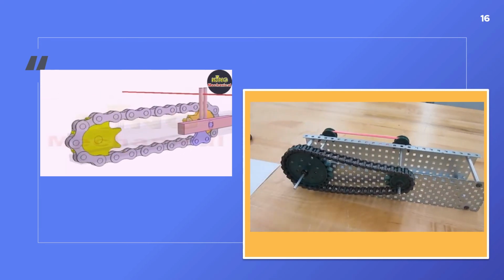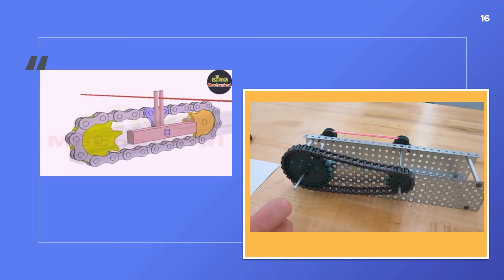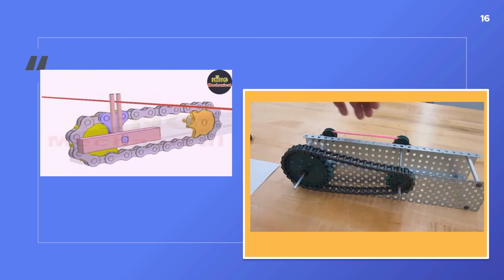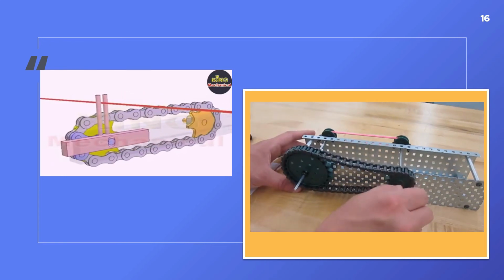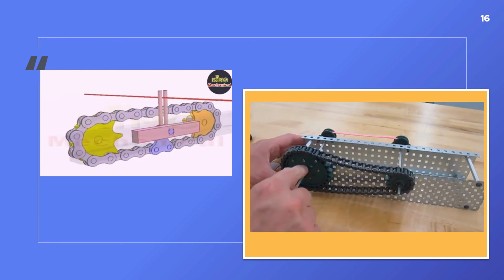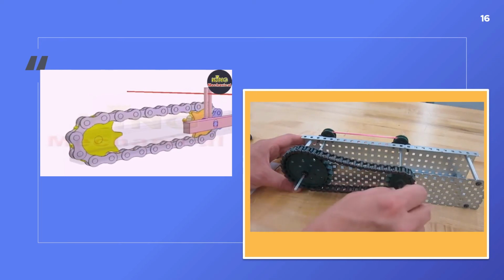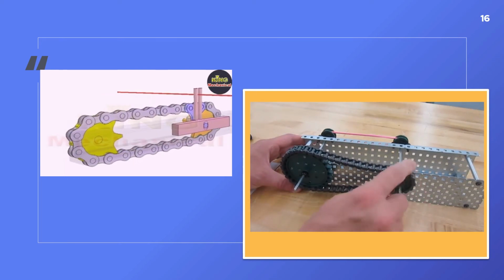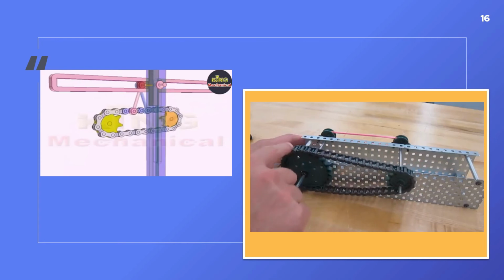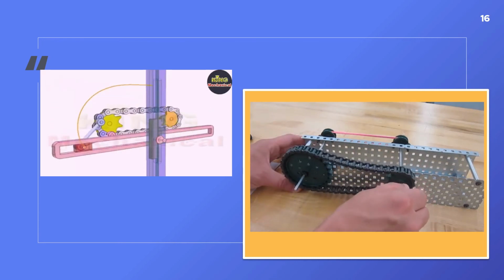So the chain drive, we have our small gear being the input gear, and our big gear on this side being the output gear. When we turn our mechanism, we are increasing the torque but decreasing the speed over on this side. So this is our drive gear, and this is our driven gear. We have both linear or rotary motion here for our two gears. So the input and output types are rotary.